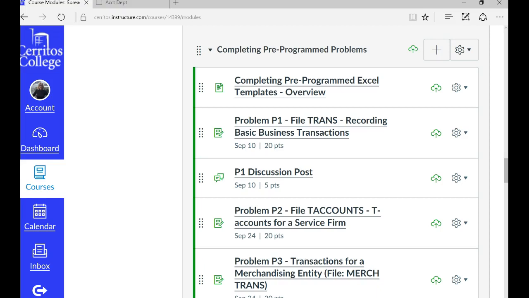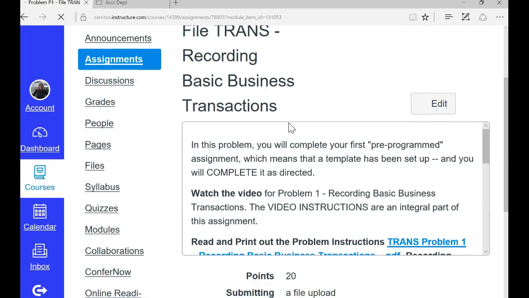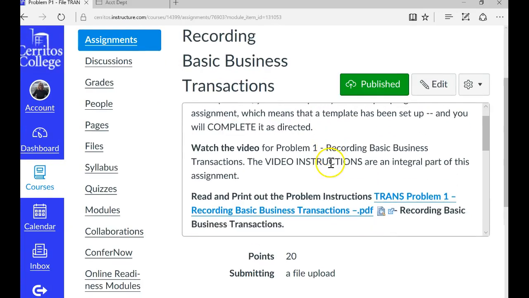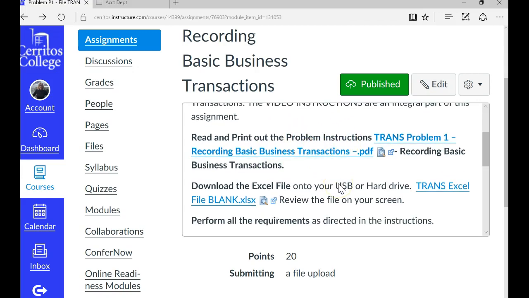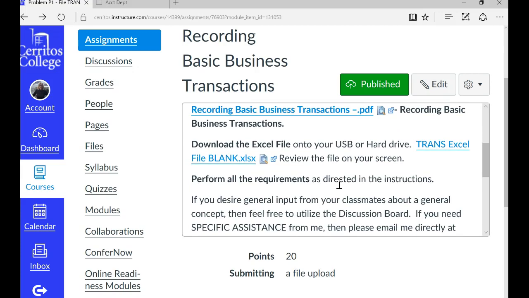In the Canvas course module, you should be in the completing the pre-programmed problems section. You should have read about completing these pre-programmed templates, and you should now be in the problem P1 module. Within the module, you will see the directions, which are here. If I were you, I would download the file and print it out, but you don't have to print. You can continue to read.